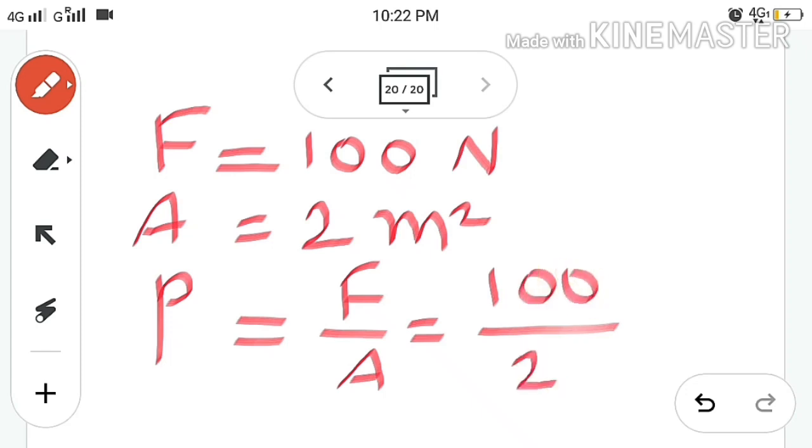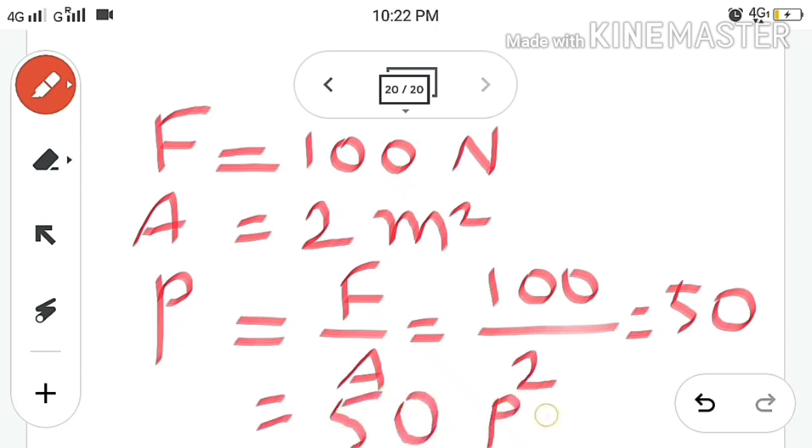What is 100 by 10? It is 50, and you all know what is the SI unit of pressure? It is Pascal. So I can write it is 50 Pascal. This is the way how you are supposed to find the pressure.